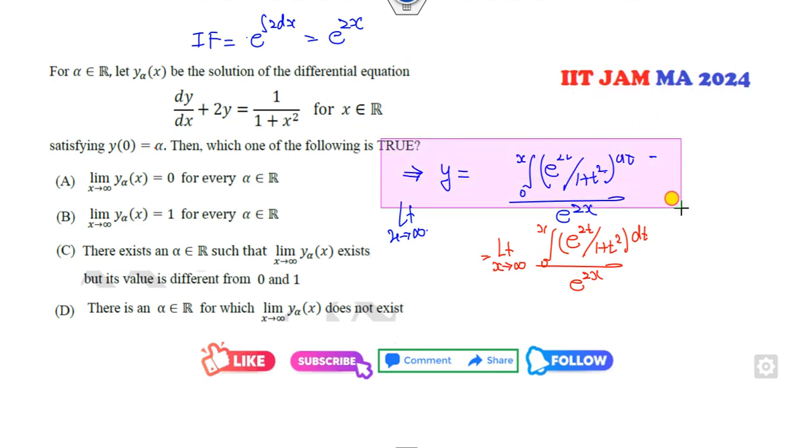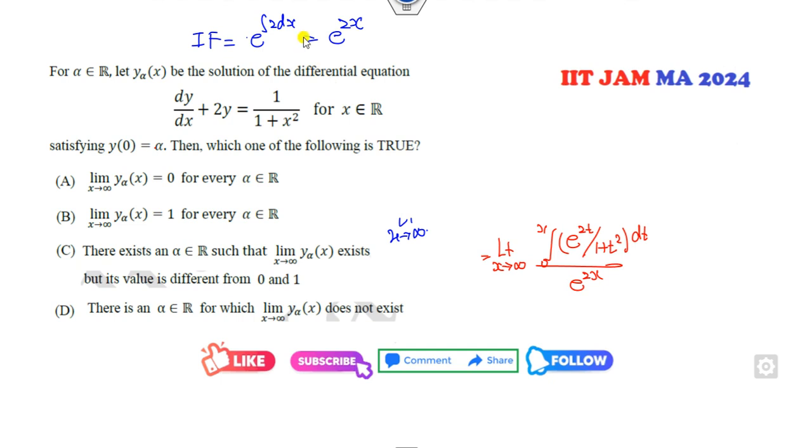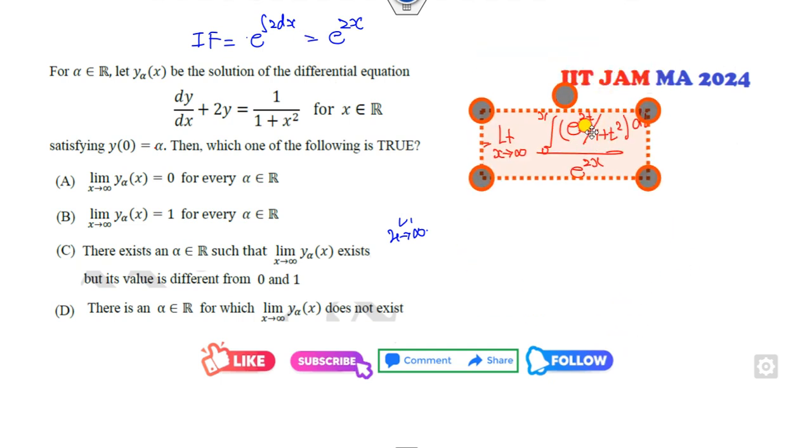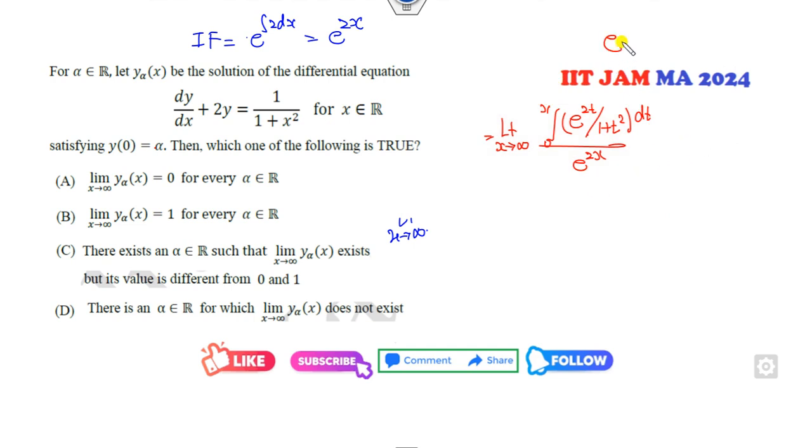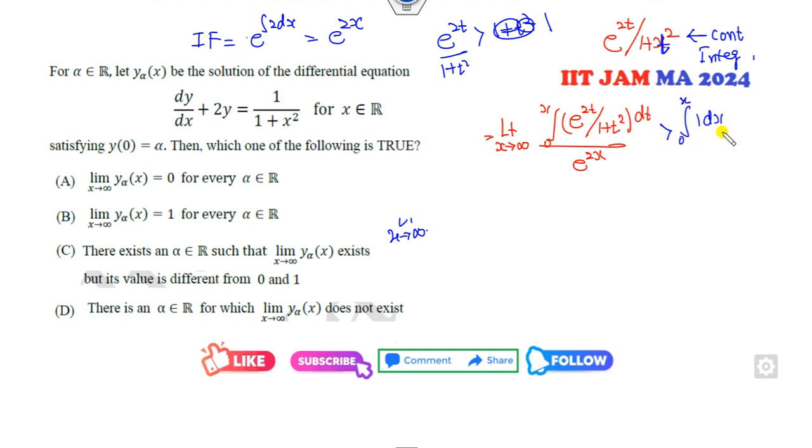What about the numerator? How can you say about the numerator? Clearly, e raised to power 2t divided by 1 plus t square is a continuous function, so it is an integrable function. Moreover, we all know e raised to power 2t is always greater than 1 plus t square. So the ratio of this will always be greater than 1. So when you take the integration of 1, and take x to infinity, it will be infinity.